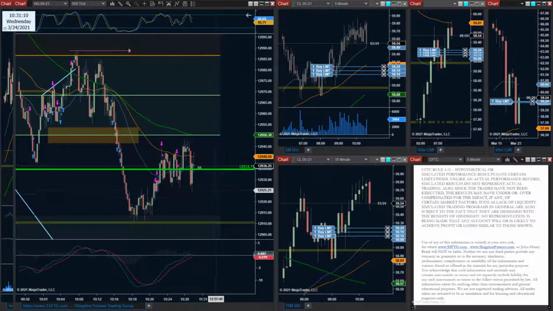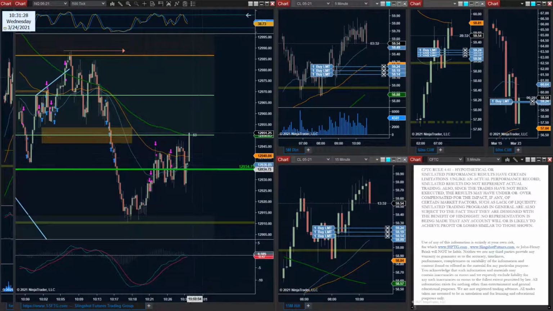NASDAQ had a nice slide down, but then failed again. I want to see what they do on this candle. A strong bear bar will get sellers in. Inventories came out as a build, as expected. So, nice reversal play back to the upside again for buyers here on the NASDAQ.